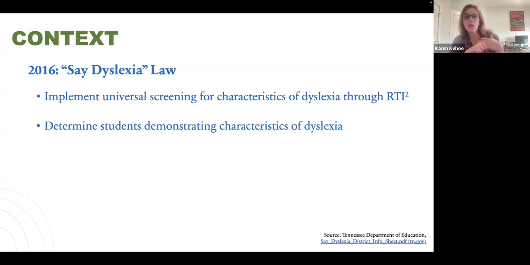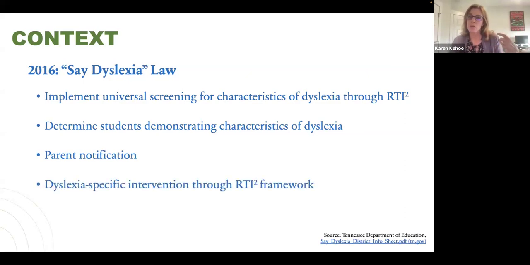Through this universal screening process, teachers need to determine whether or not students are demonstrating characteristics of dyslexia. You'll hear me say that phrase, characteristics of dyslexia, a lot, because that's the way we talk about it in Tennessee because of that continuum. Teachers, schools and LEAs are also required to notify parents when student data indicate that students are demonstrating characteristics of dyslexia.